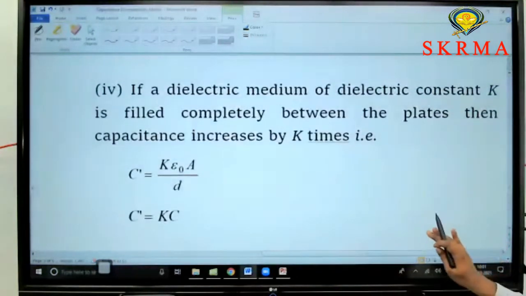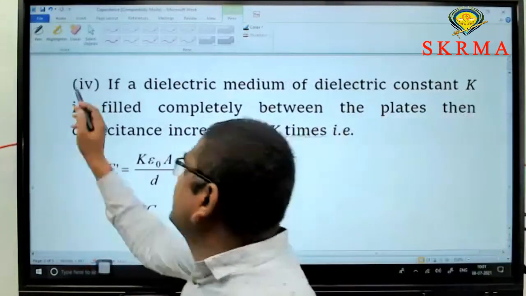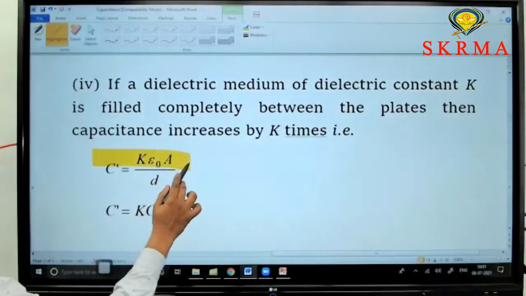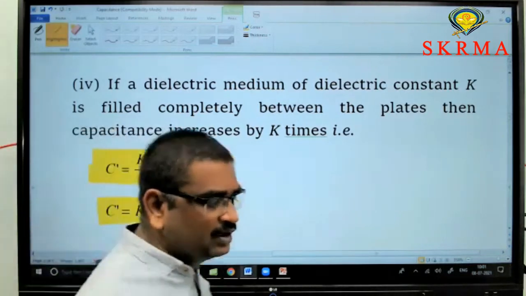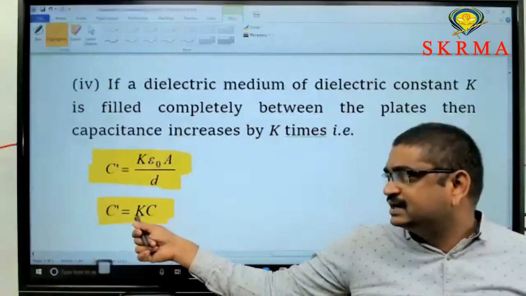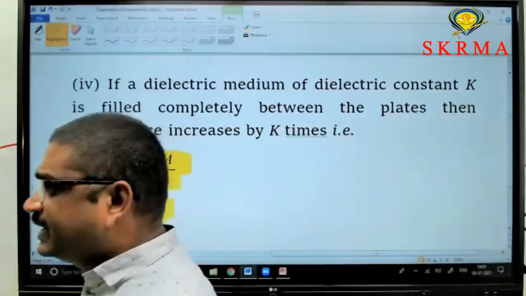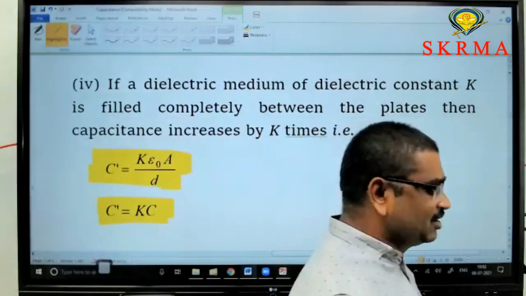Next, if you place a dielectric medium between the capacitor plates, then the capacitance of that parallel plate capacitor can be written as K epsilon naught A by D, or we can write it as K into C. That means if you place a dielectric between the capacitor plates, the capacitance will increase by a factor of K. What is K? K is called the dielectric constant.